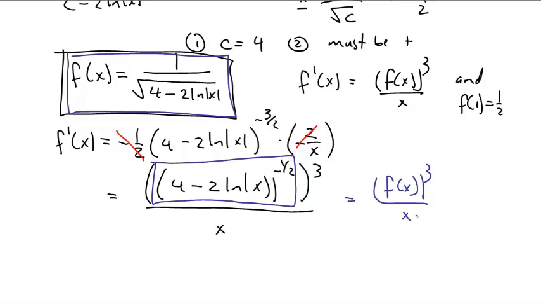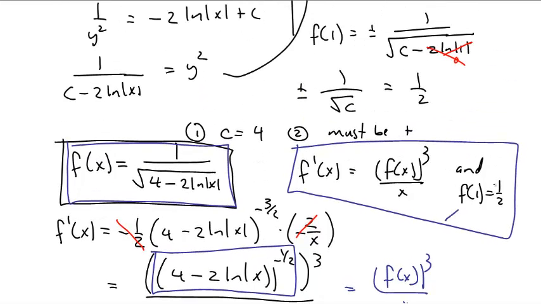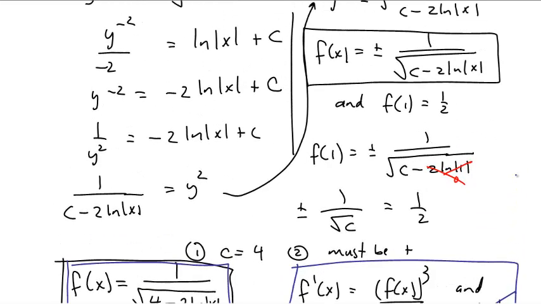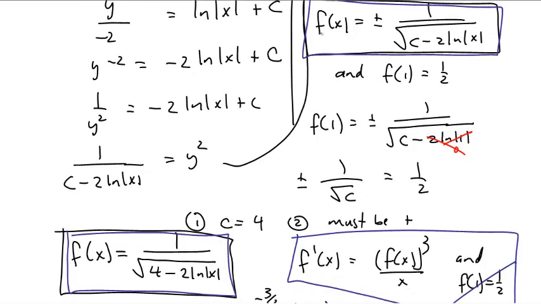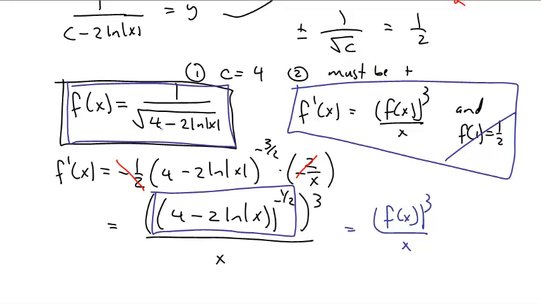So this is the solution to the differential equation with the additional requirement. The most general thing, if we had gotten rid of this, then the answer would be this. But if you want to have the initial condition of f of 1 is 1/2, then it specifically has to be, c has to be 4, and it has to be positive.